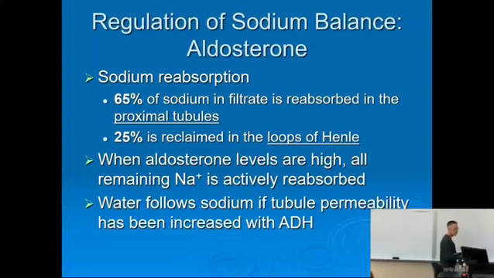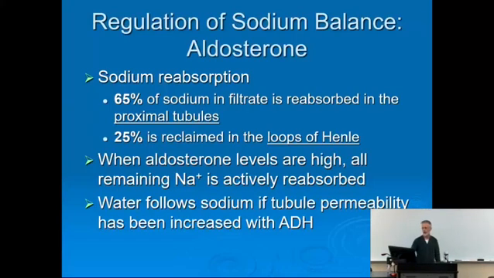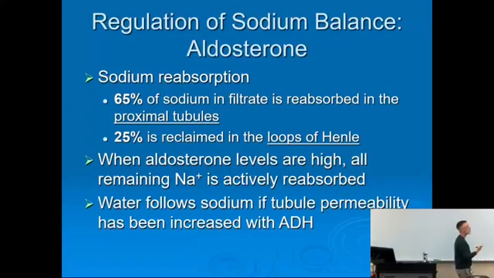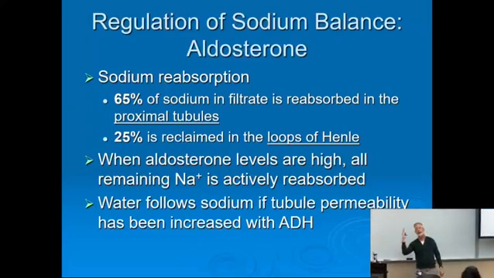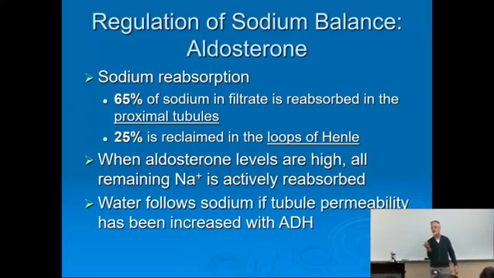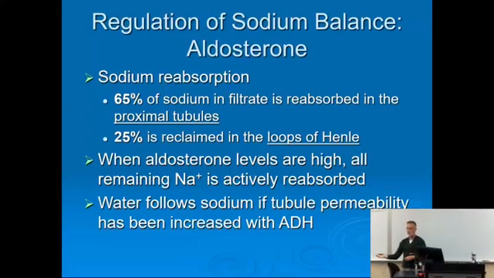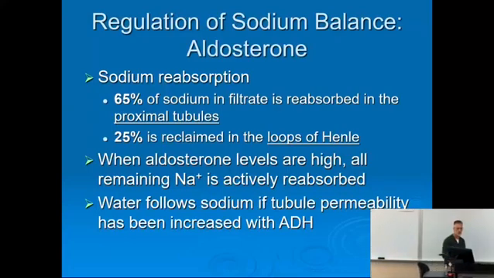So if we release aldosterone, what happens? Well, sodium-potassium pumps are going to be inserted into those tubules, which allow us to reabsorb more sodium from the filtrate, put it back into the blood. And that is going to allow us to conserve our sodium. So it's like water, right? Antidiuretic hormone allows us to reabsorb water. We keep it in the blood. But this is specific for sodium. So aldosterone allows us to reabsorb even more sodium.